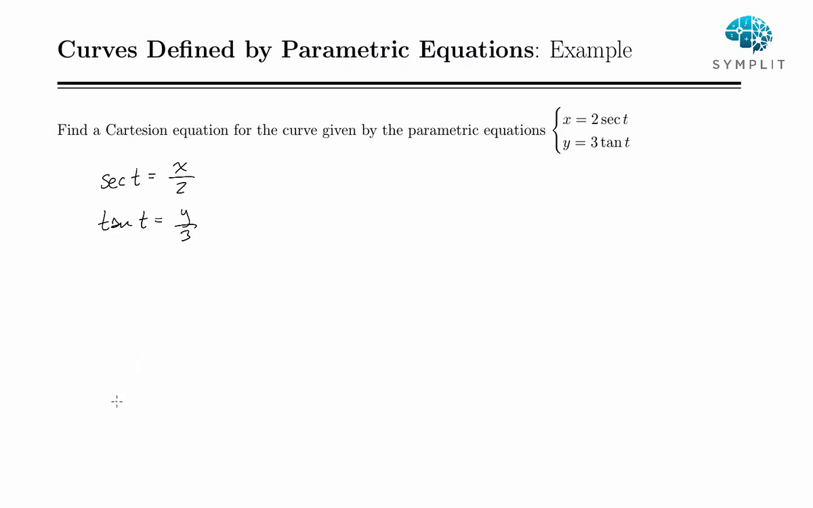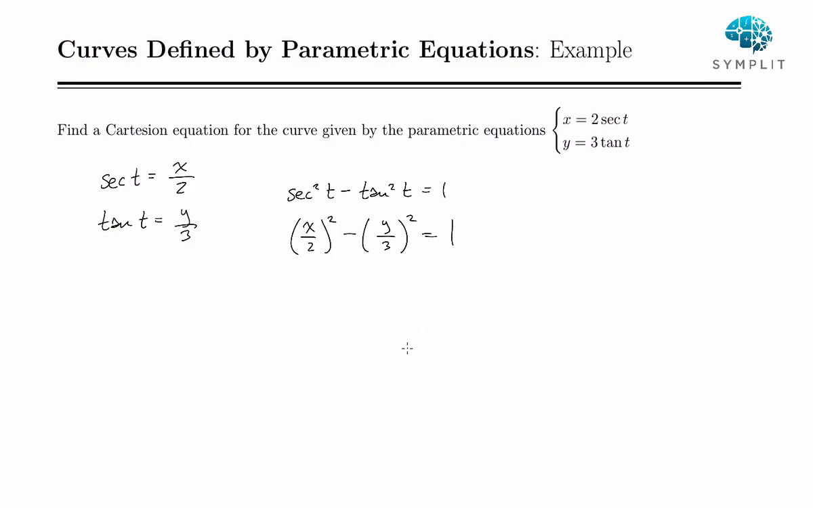And we have a trig identity that secant squared minus tangent squared is equal to 1. And so, well, we can now replace what we have. So we have (x over 2) squared minus (y over 3) squared is equal to 1.